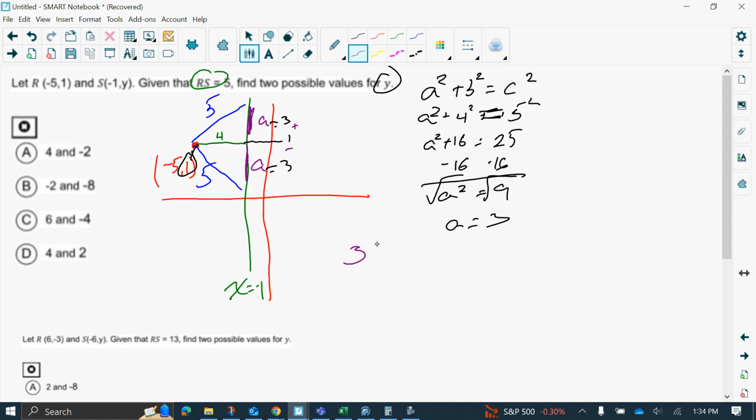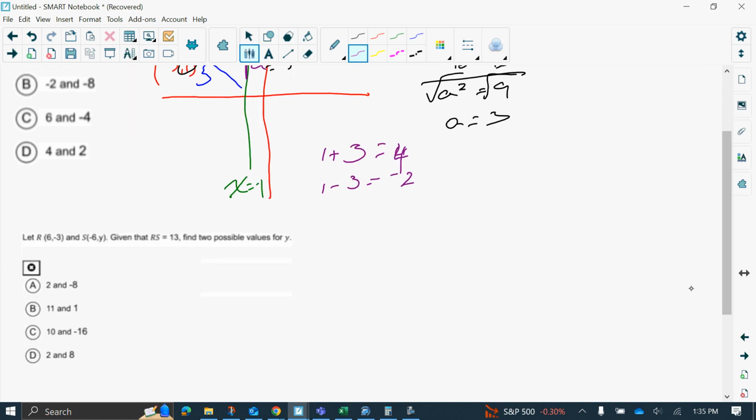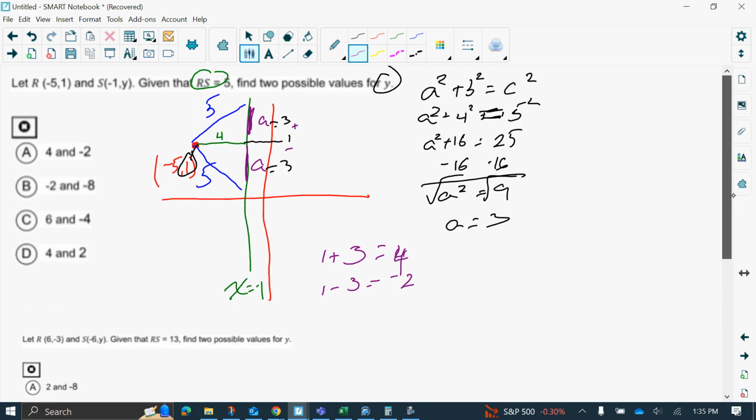I did that backwards. Let's fix that. 1 plus 3 is 4. 1 minus 3 is -2. Helps if I use the right question. So 4 and -2.